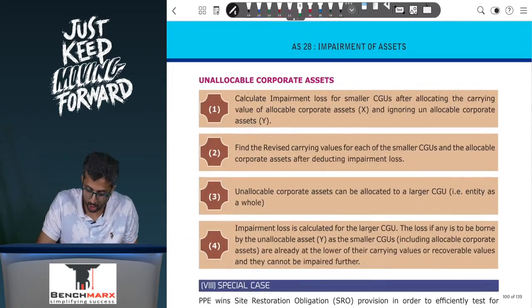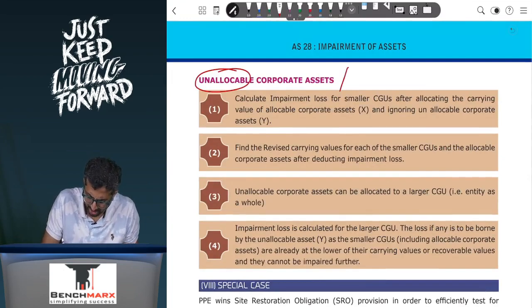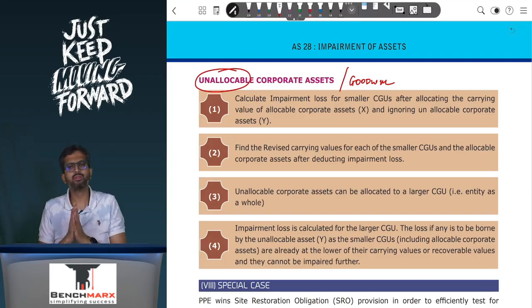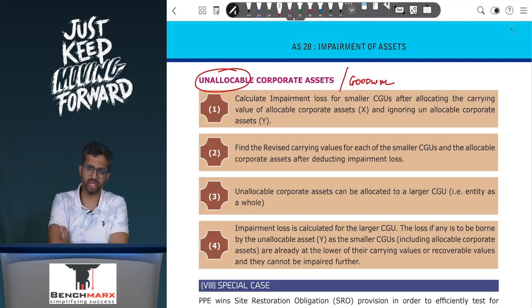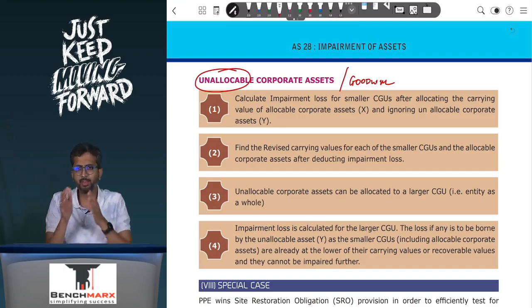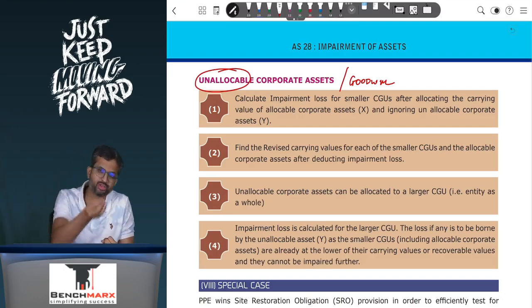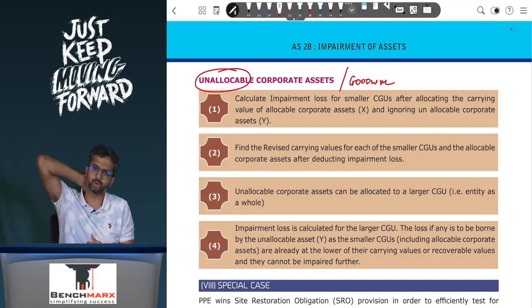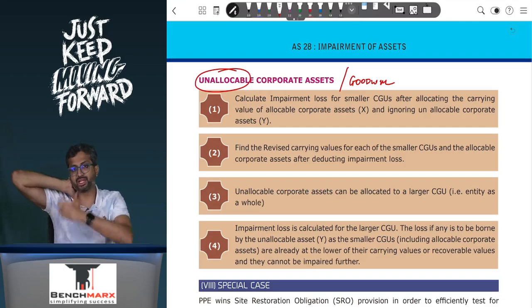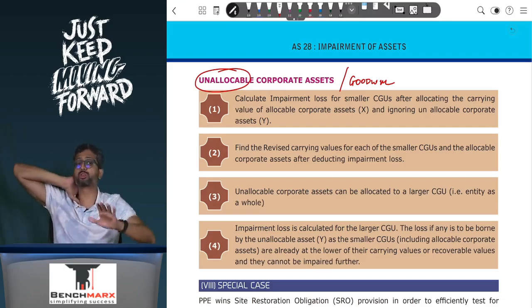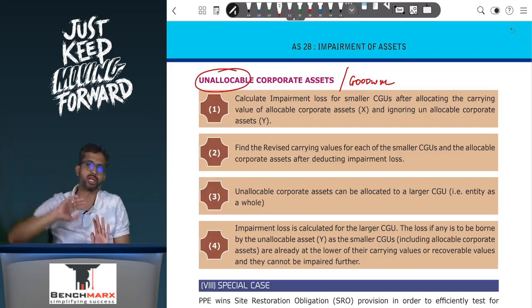Hence, if there is any unallocable corporate asset, or for that matter any unallocable goodwill as well, then what will we do? Like we said, for an individual asset, ideally you should do impairment testing. If you can't do that, you go to a slightly higher level, that is a CGU. Now the problem is, Tata might acquire a company like JLR, but it cannot reasonably allocate how much of the goodwill is towards Jaguar and how much is towards Land Rover. It has paid a goodwill of 100, but does not know how much is attributable to Jaguar and how much to Land Rover.